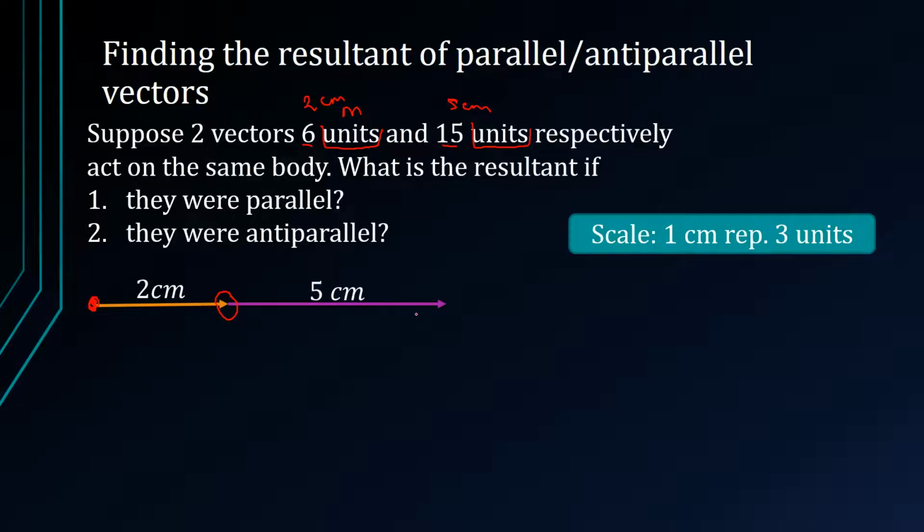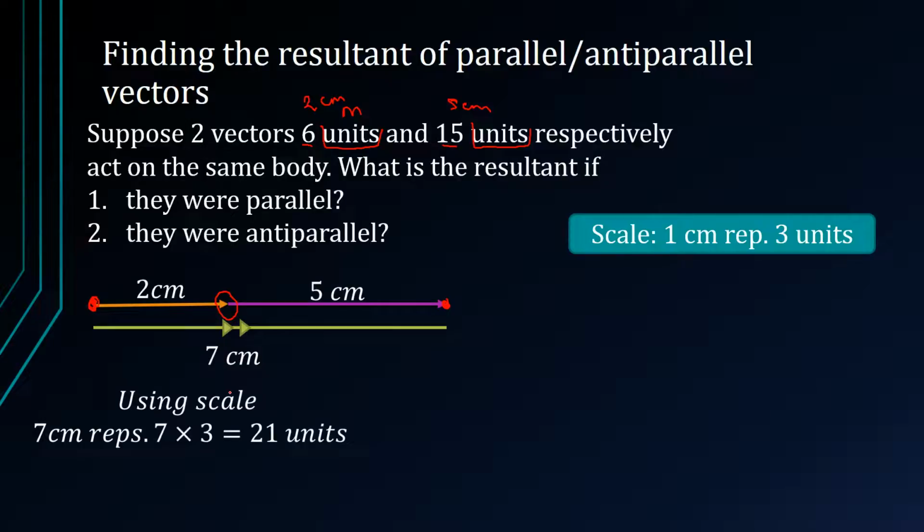And at the end of it, here is where you will finish drawing your line that represents your resultant. When you measure this line for the resultant, it will measure 7 centimeters. And when I use the scale, I can see that 7 centimeters represents a 21 unit vector. Now, I did not draw this line exactly on top of this because the overlap would make it difficult to see the initial vectors.